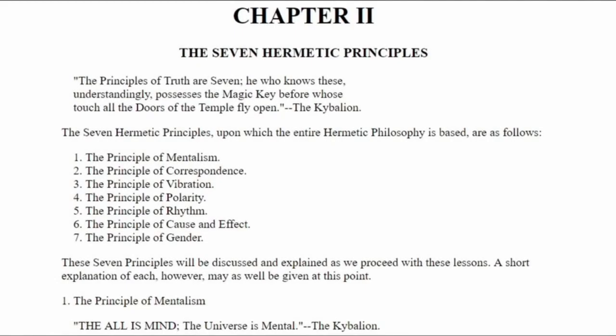The Kybalion, Chapter 2, The 7 Hermetic Principles. The principles of truth are 7. He who knows these understandingly possesses the magic key before whose touch all the doors of the temple fly open. The Kybalion.